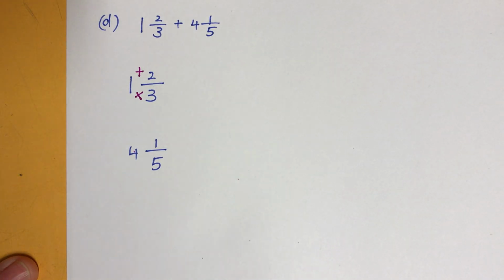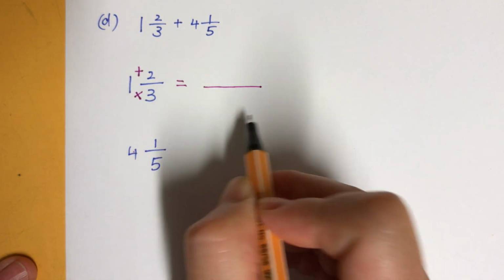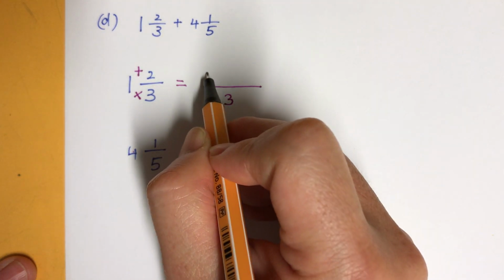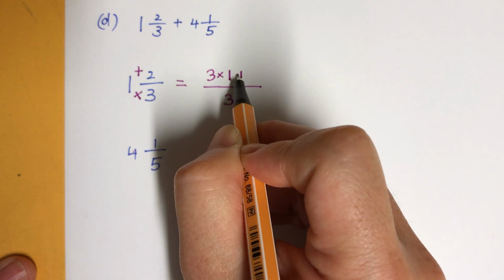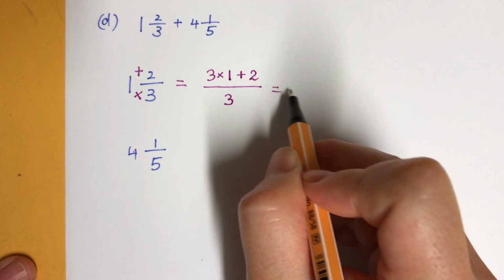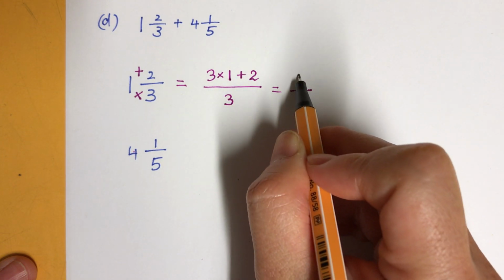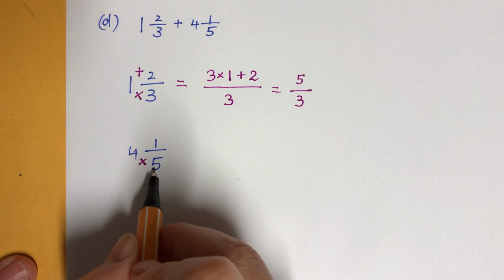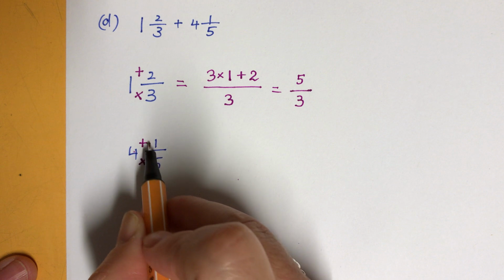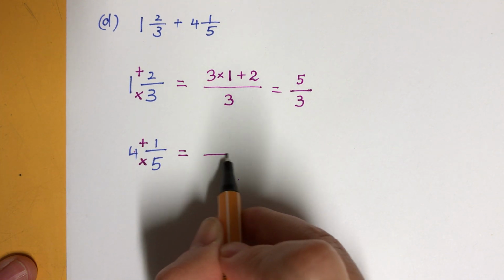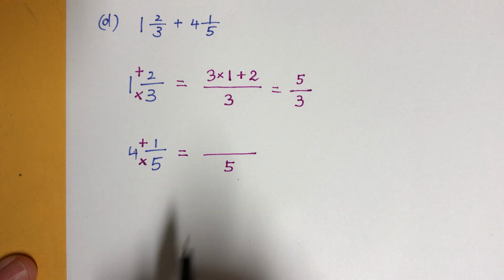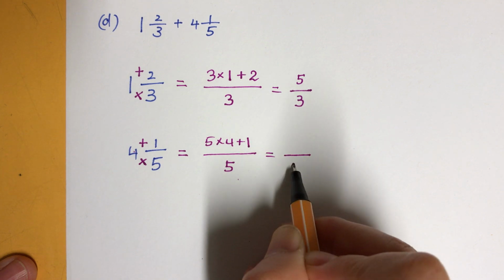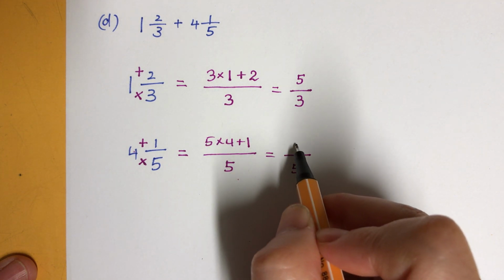Okay, so that will become, the denominator doesn't change, so I'm going to write this expression on the top. So 3 times 1 plus 2 equals 3 plus 2, 5 over 3. I'm going to do the same thing. I'm going to times the denominator with the whole number and add the numerator, which is the remainder. And 5, the denominator doesn't change. 5 times 4 plus 1. 5 times 4 is 20. 20 plus 1 is 21.